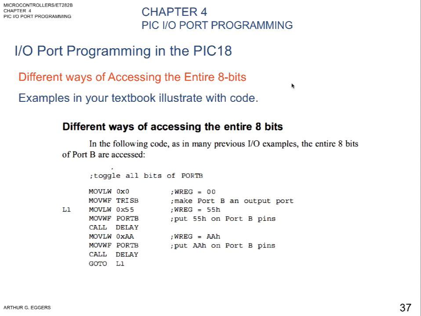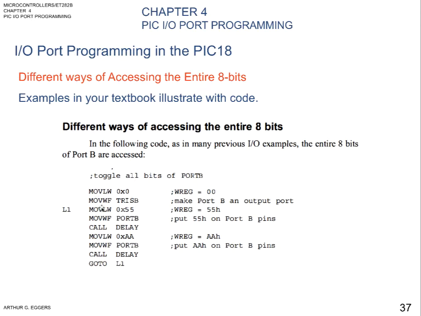Different ways of accessing the entire 8 bits. In the following code, as in many previous I/O examples, the entire 8 bits of port B are accessed. So if we take a look at the example code, we can see here that we're given a comment: toggle all bits of port B.